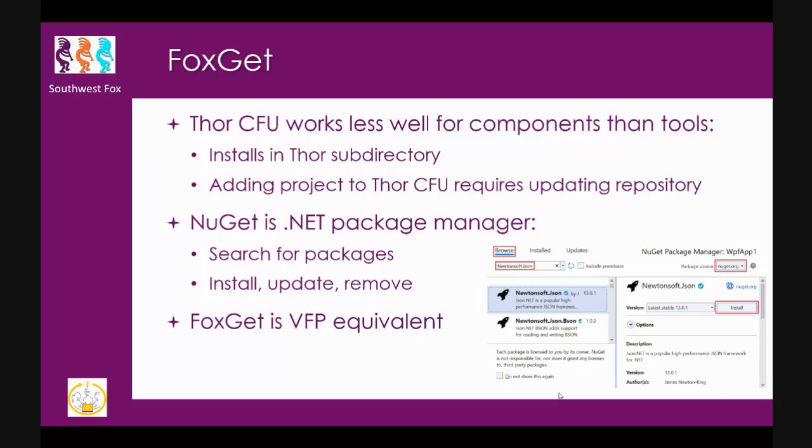So anybody here use .NET? So few, okay. So if you do, then you're probably familiar with NuGet. NuGet is the .NET package manager, and it's the best way of adding libraries to your .NET applications. It gives you a search facility, so if you're looking for JSON, for example, you type JSON in the search window, and it gives you a list of all the libraries that provide JSON functionality. It gives you the ability to install them, update them, remove them, and so on. So FoxGet is essentially the VFP equivalent of NuGet. That was my intention, to create something that would mimic NuGet for Fox developers.